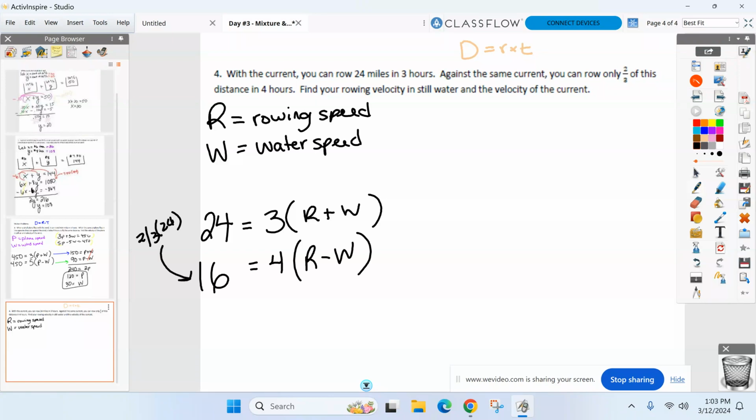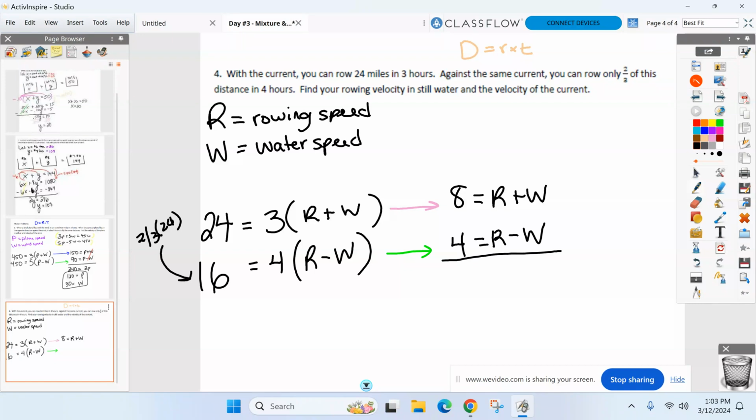If you want to distribute the 3 and the 4 and go from there, that's fine. I'm going to keep showing you my method, which is get rid of the 3. Divide both sides by 3, I get 8 equals. Am I going too fast there? Is that all right? How we're getting 8. All right. Divide by 4 now, and get 4 equals R minus W. The sole reason I like doing this method is they cancel immediately. In this case, the W's cancel.